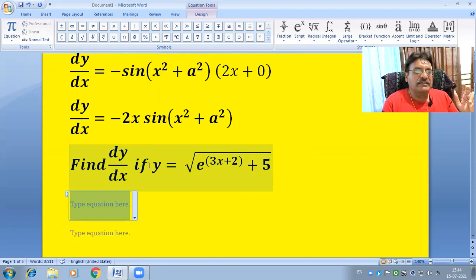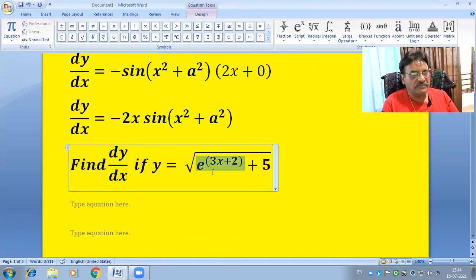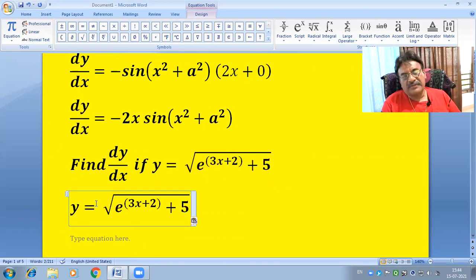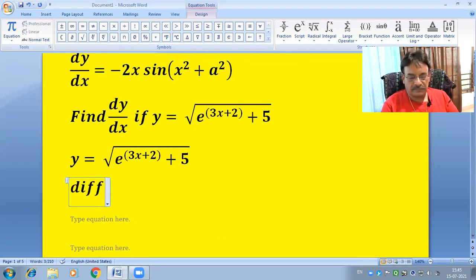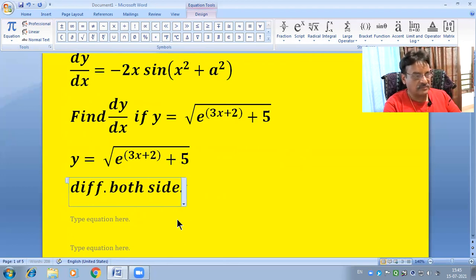So first we write the given function here. This is the given function. Then differentiate both sides with respect to x.